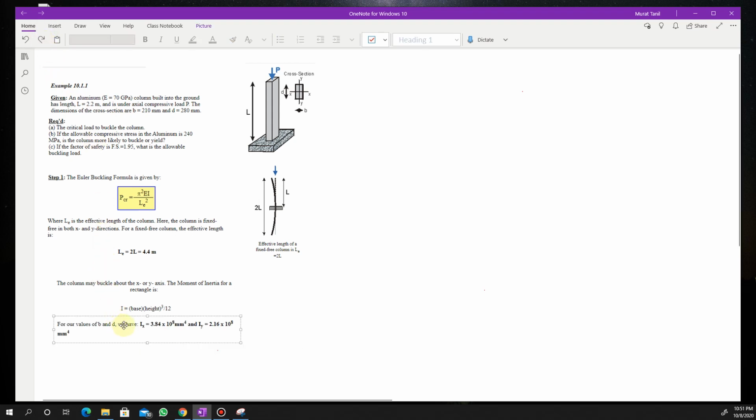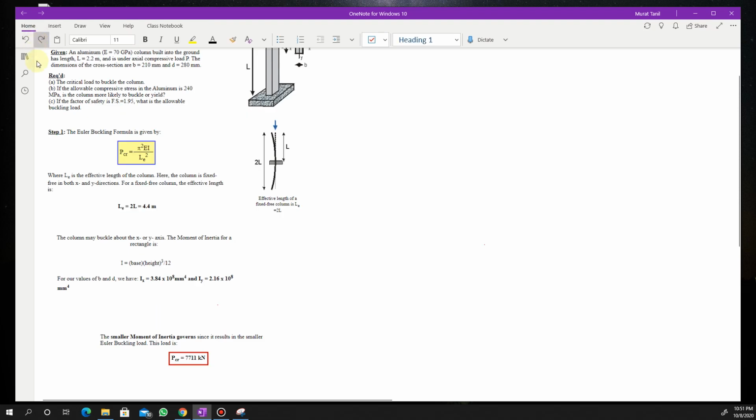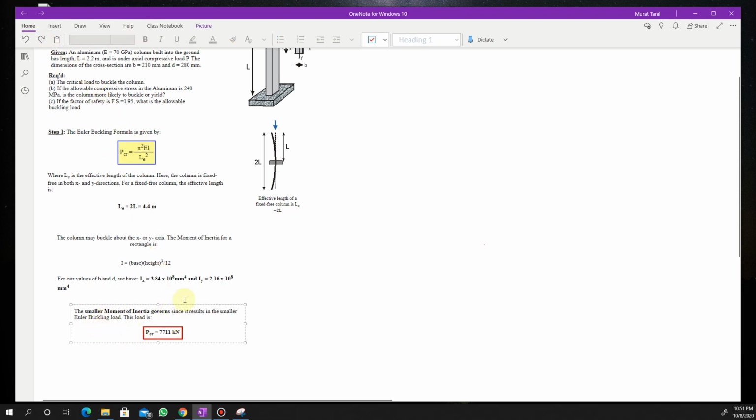For values of B and D, you can pause this video right now and do your calculation and check your numbers after. So moment of inertia about x-axis is 3.84 times 10 to the 8 millimeter to the 4th, and about y-axis 2.16 times 10 to the 8 millimeter to the 4th. In the next step, if you continue entering your numbers into the first equation to calculate the P critical, you can get 7,711 kilonewton for P critical.